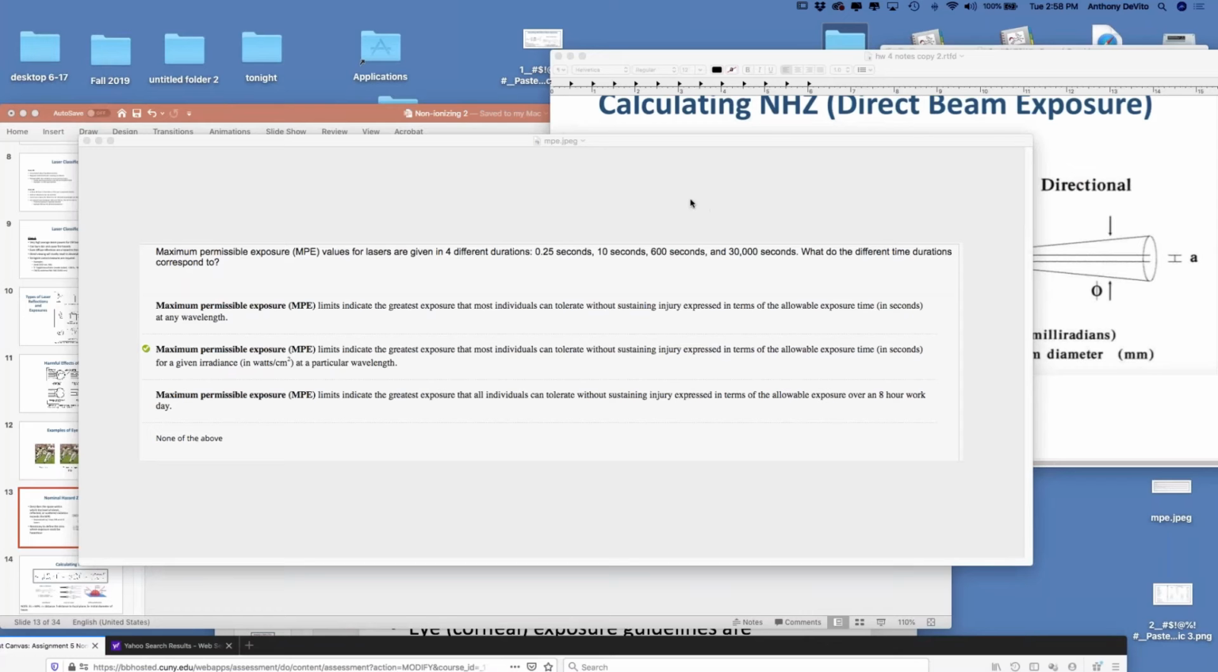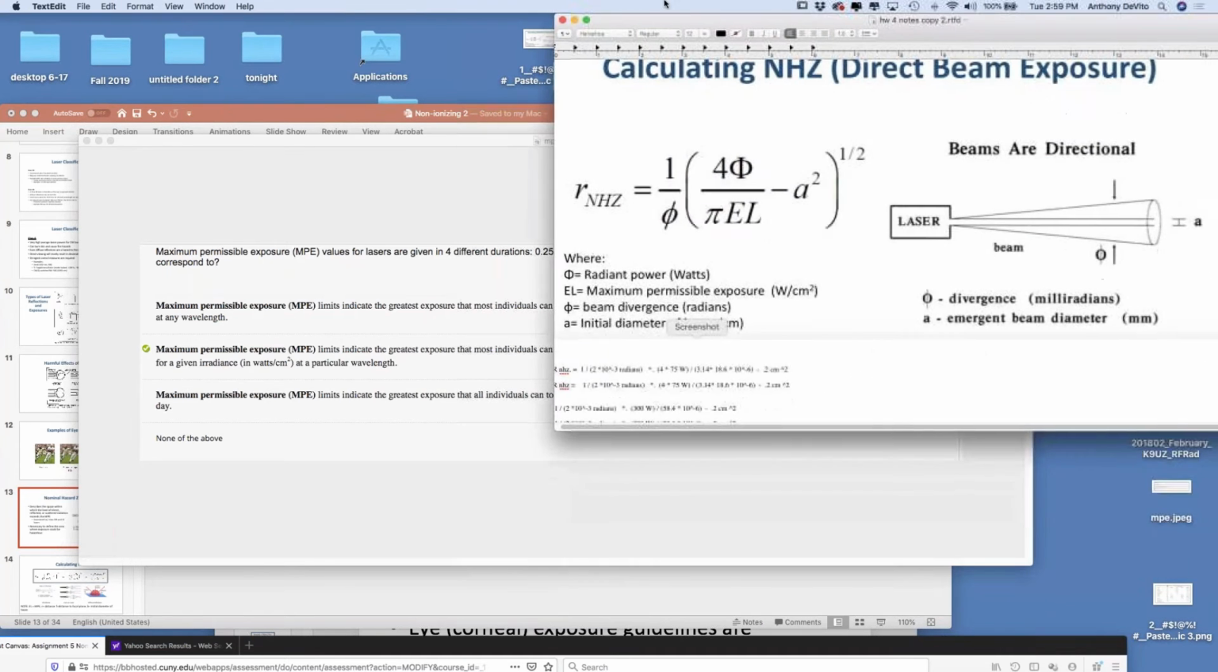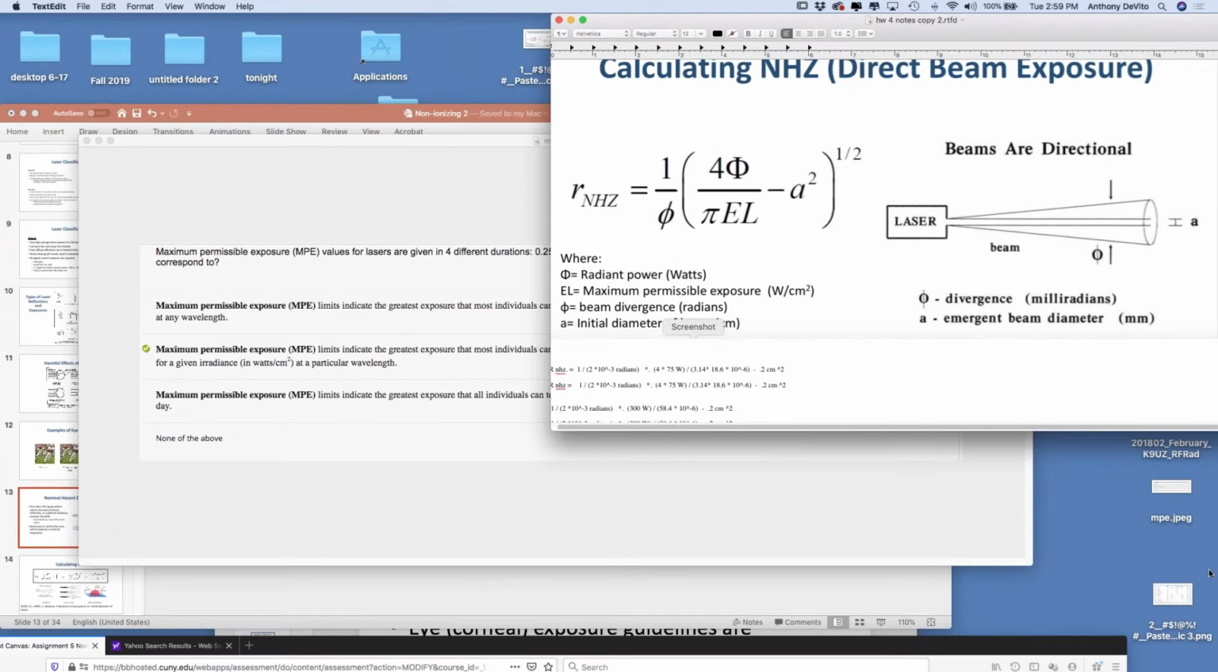Okay, so in problem number 9, we're asked, it just happens to be multiple choice, maximum permissible exposure values for lasers are given for 4 different durations. You may remember the table for that. Let's see if I have it handy.